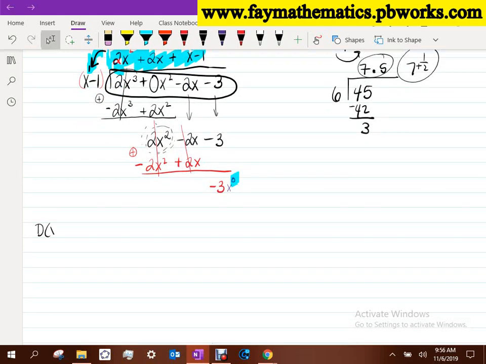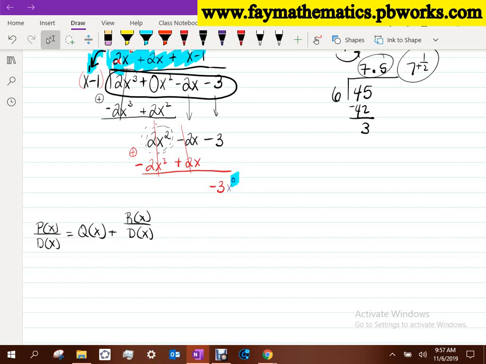So the idea, when they ask you the format for your answers, they're going to say, write it as P of x divided by D of x is equal to your quotient of x plus your remainder of x divided by your divisor of x. So each one of these is a polynomial, right? P of x, D of x, R of x, Q of x.